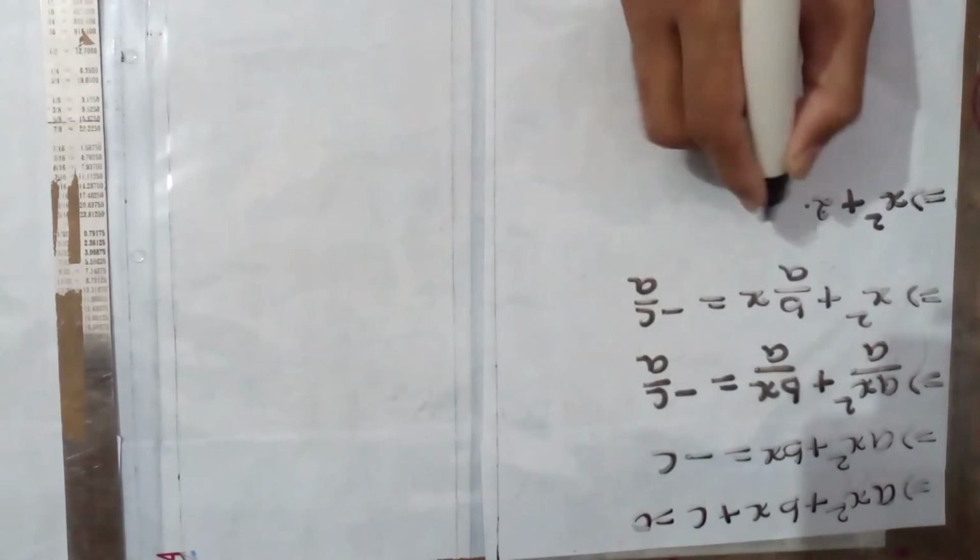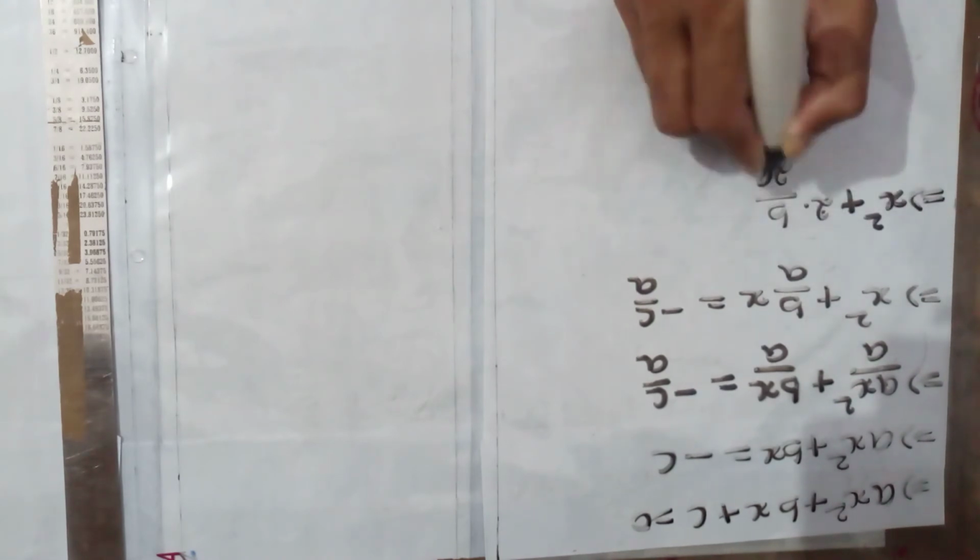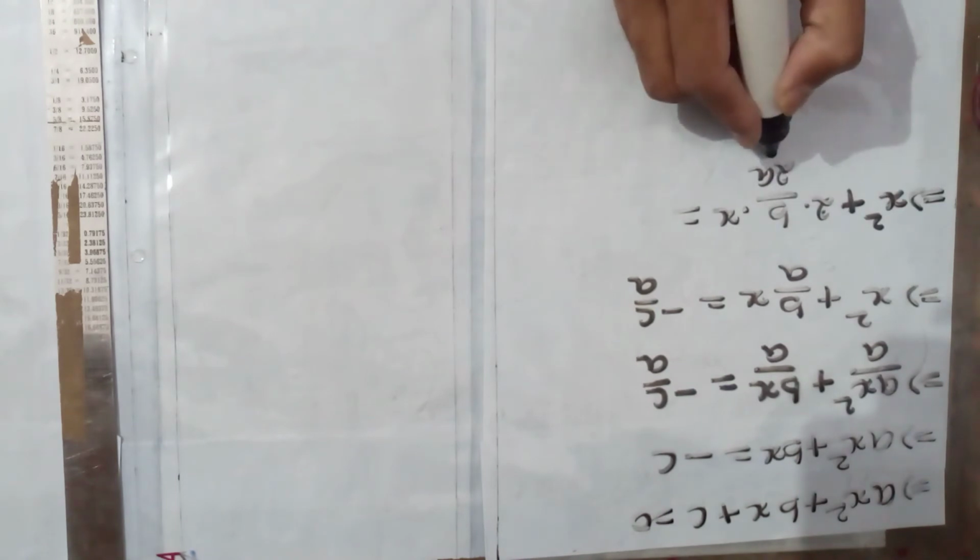To do that, I need to multiply the middle term by 2, and to cancel the 2, I need to divide by 2. Therefore, I will have 2 into b by 2a into x. On doing cancellation, I will get the same equation. This process is called without loss of generality. Then I have here x square plus 2 into b by 2a into x. What is the new term you got here, excluding the constant, b by 2a? That is our b term.